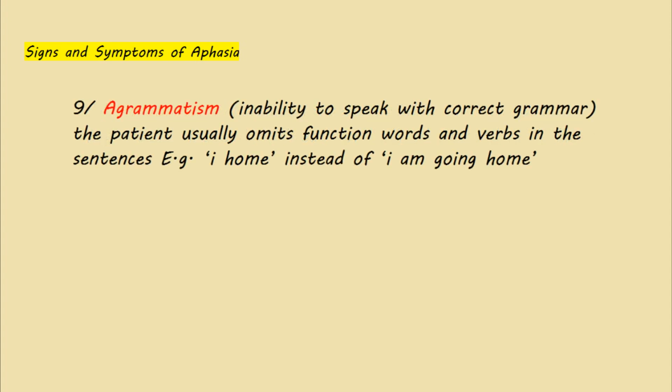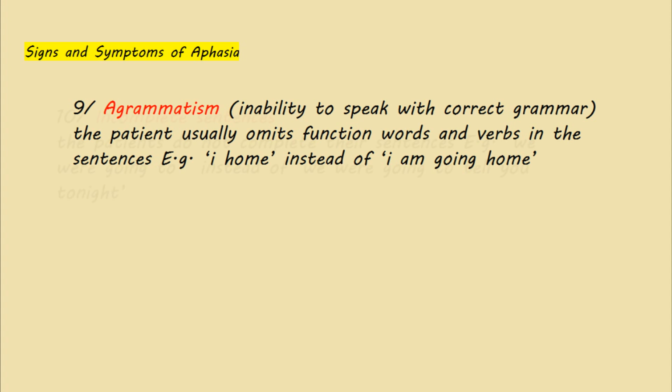It is the inability to speak with correct grammar. The patient usually omits function words and verbs in sentences. For example, someone who suffers from language loss would say I home instead of I am going home. I home instead of I am going home. Some function words and verbs are omitted in their sentences.